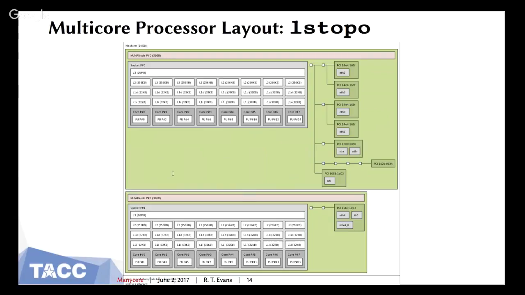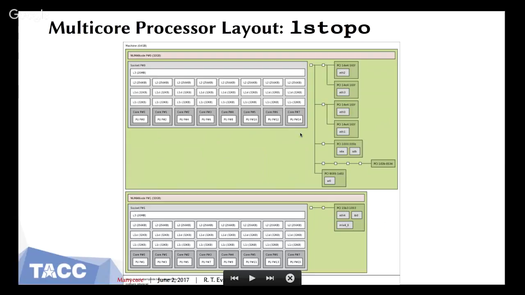So this is a picture from a tool that looks like it was written in 1989, where they could really draw rectangles and straight lines very cleanly. This shows the processor layout of, I think, one of our systems. It's not Stampede, but you can clearly see there are 8 cores here and 8 cores here, and these different NUMA nodes are different sockets. The whole system has 64 gig. And then you can see the bus connections on the side.